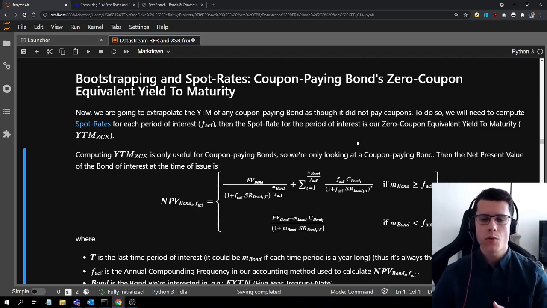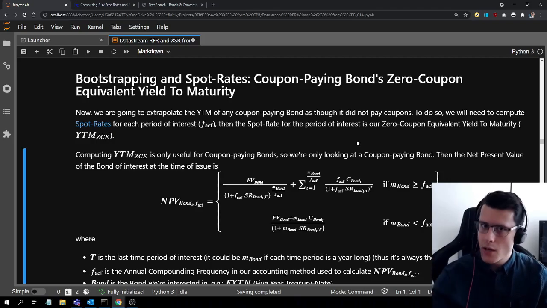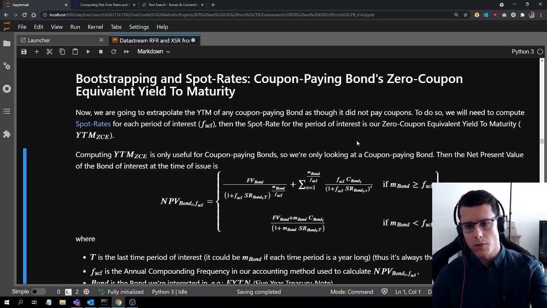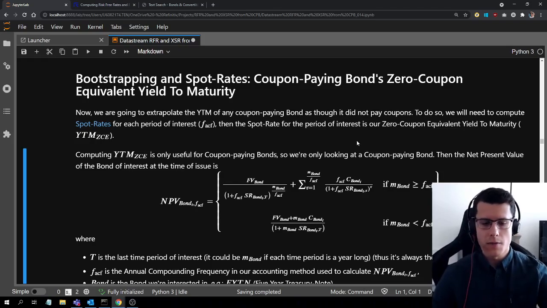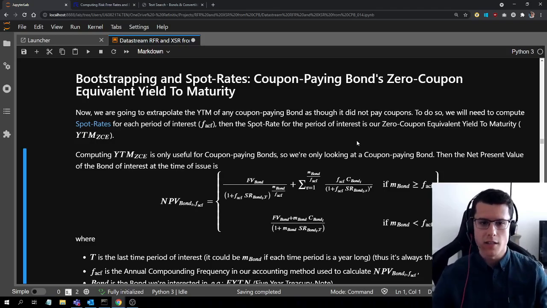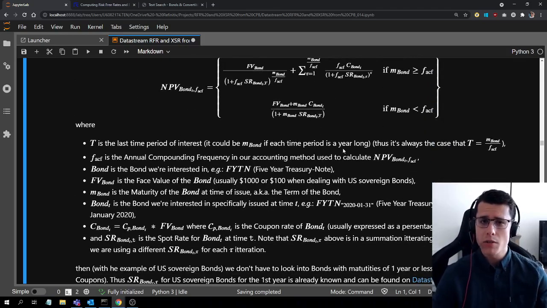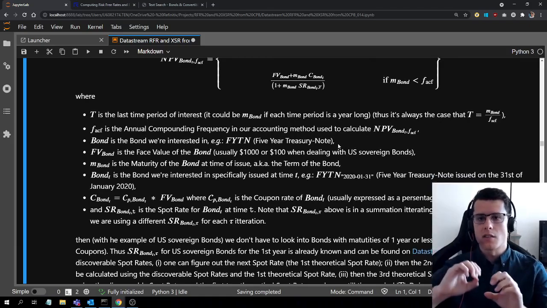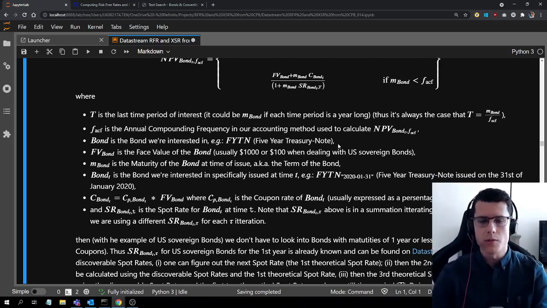However, if you were to be okay with taking coupons and reinvesting them the way you should, then it is equivalent. It is equivalent to take the coupon paying bond, reinvest the coupons up to maturity, and just buying a zero coupon bond at that rate at that time. And that's why we do this. This is why we do this exercise, in order to have yield curves and things as such, where all the yield to maturities are comparable to each other.